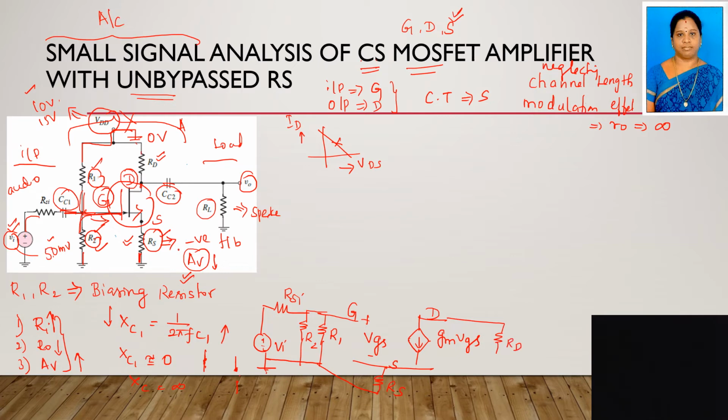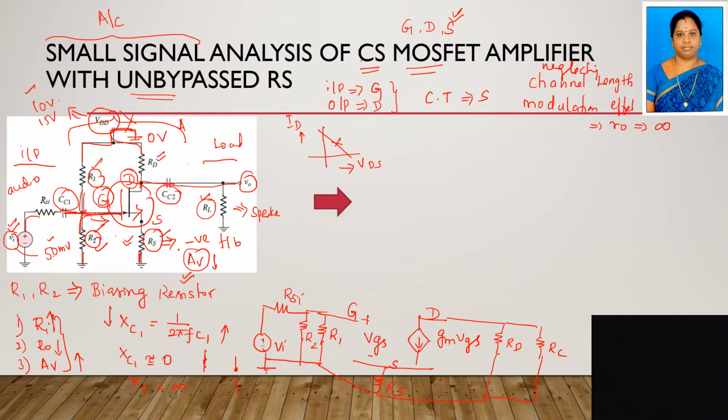And RD, another end is also connected to ground. So from here it is connected to ground. And then this RL is also connected to the drain terminal, because we have shorted the coupling capacitor, no? So this RL also we have to connect to the drain terminal. Clear now how to draw this equivalent diagram for the common source MOSFET amplifier?